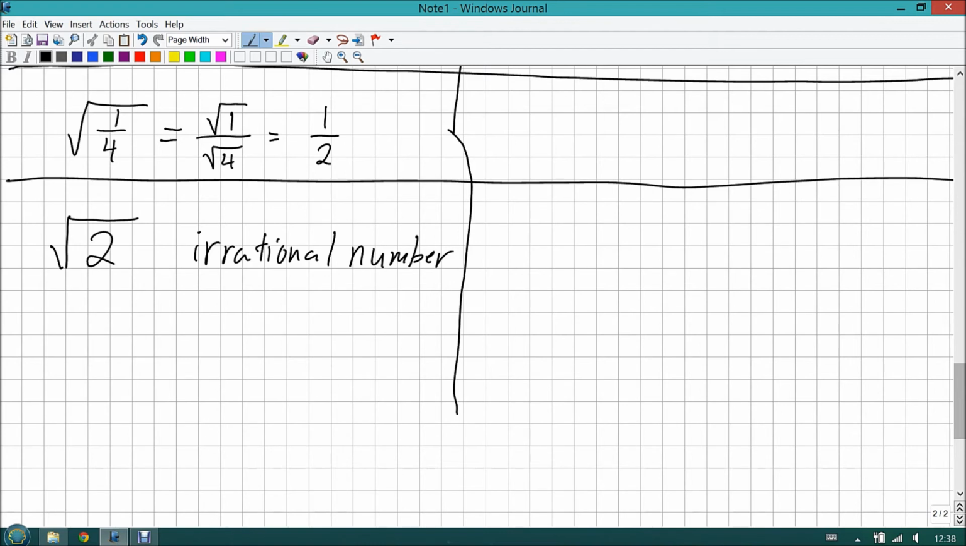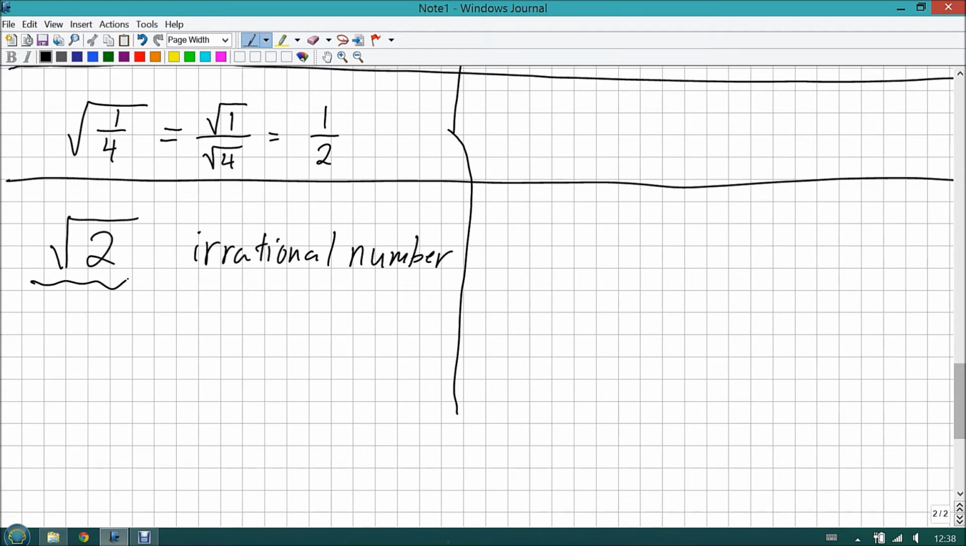Because of that, we usually like leaving them in this format as the square root of 2, because then things cancel nice and easy. But if they want to know a decimal value of it, then we would have to use our calculators.